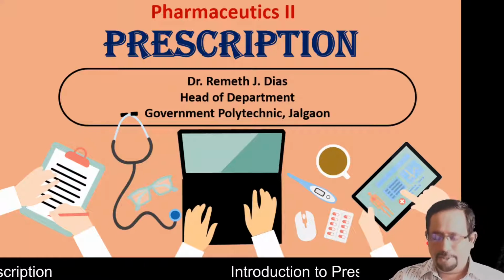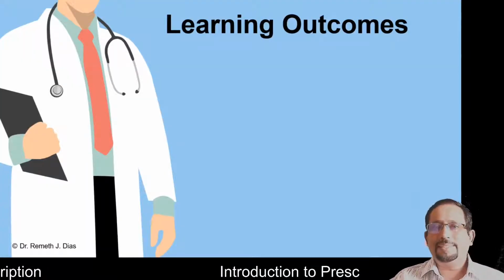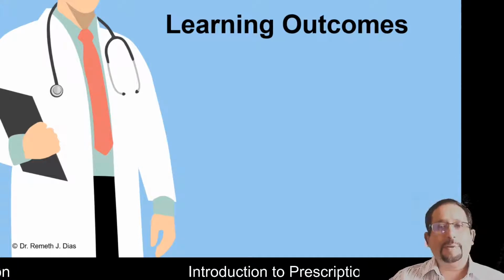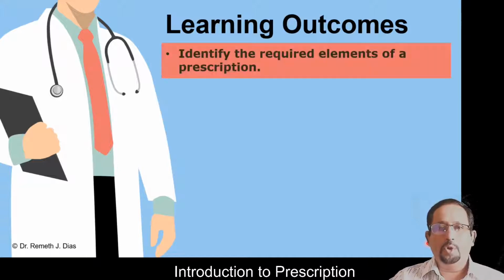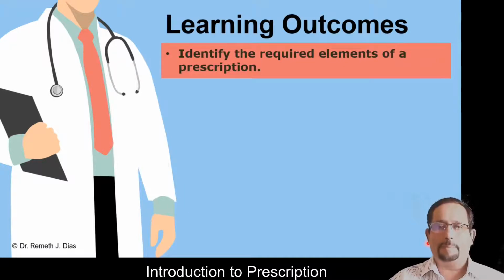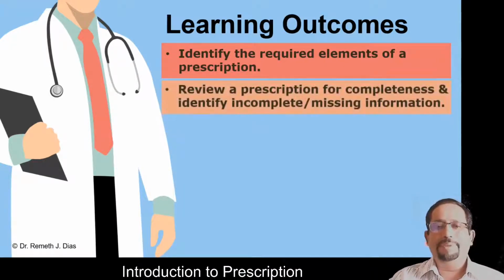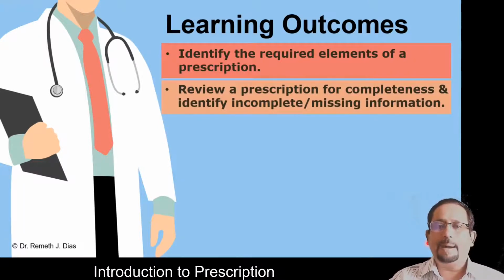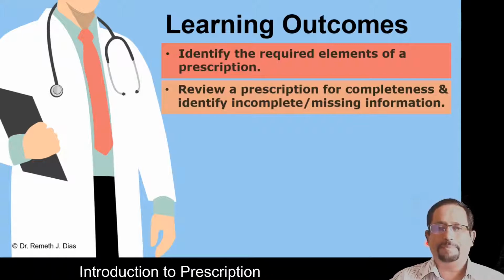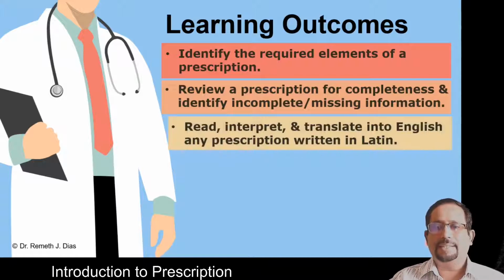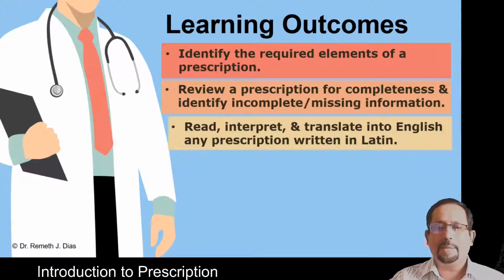Prescription. My dear students, let us see the learning outcomes of this chapter. After completion of these chapters, you will be able to identify the required elements of a prescription. You will be able to review a prescription for completeness and identify incomplete or missing information. You will be able to read, interpret, and translate into English any prescription written in Latin.